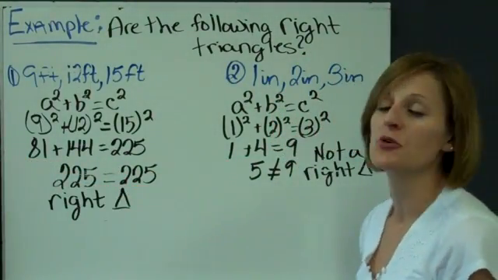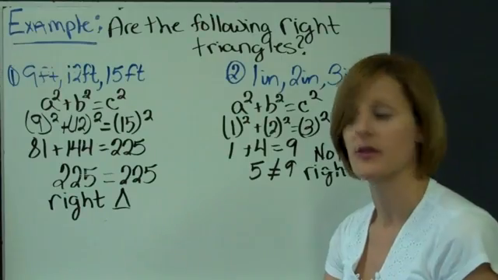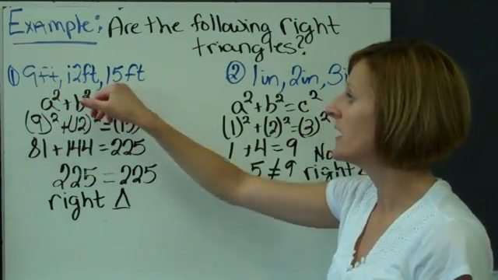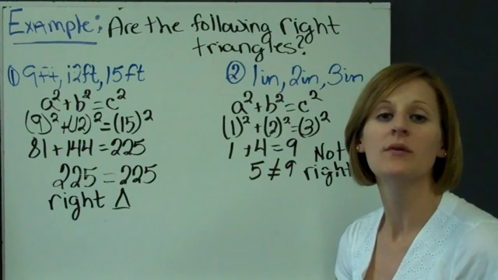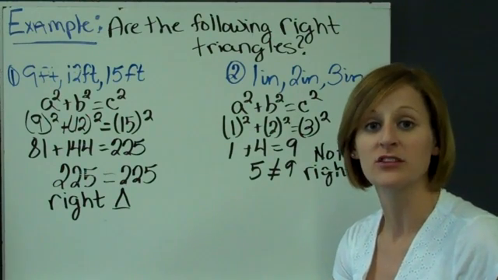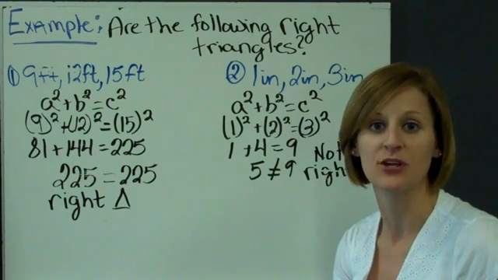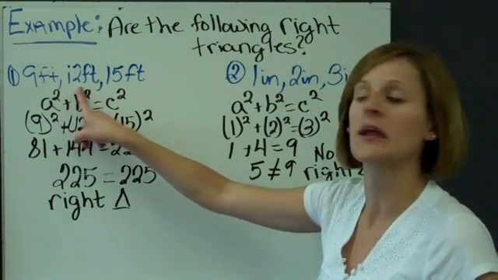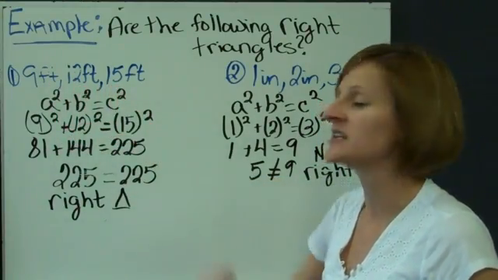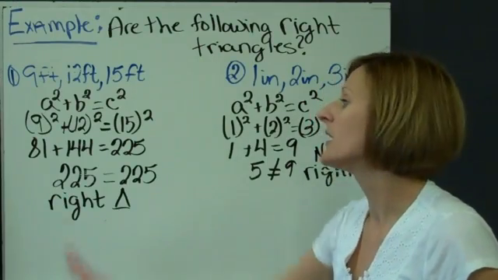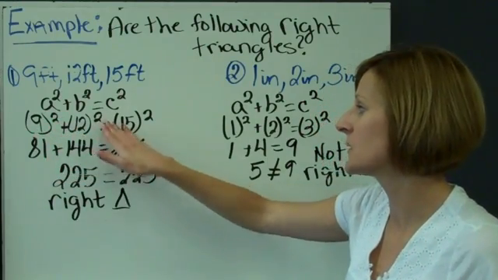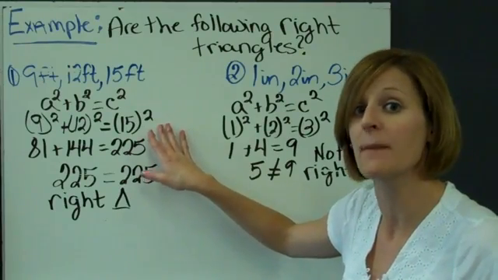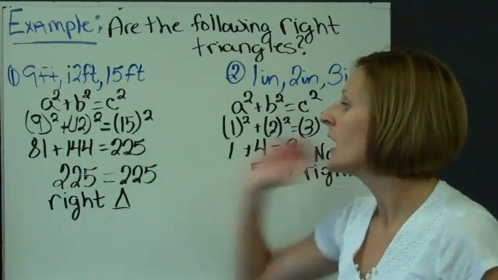In these two examples, I need to see if it's a right triangle or not. This first one, I have lengths of 9, 12, and 15. Now we're always going to assume that the largest length is going to be your hypotenuse, your c value. So 9 and 12 are going to be my a and b. 15 is going to be my c. I plug it in. 9 squared plus 12 squared equals 15 squared. Now I don't know if this is true or not, but I'm going to keep working on it.